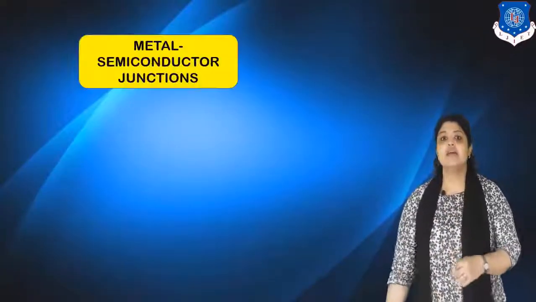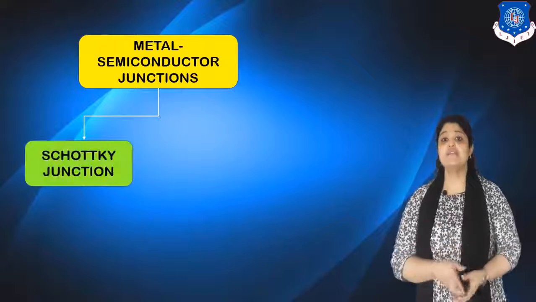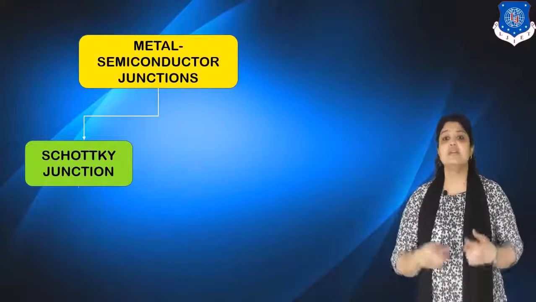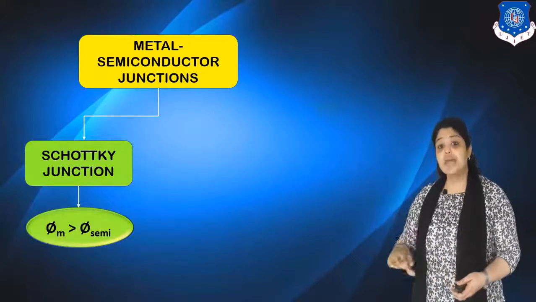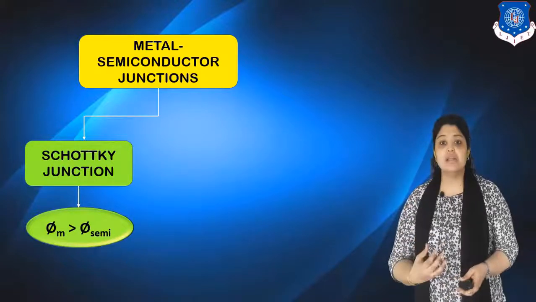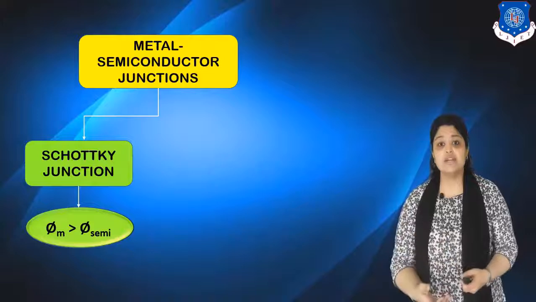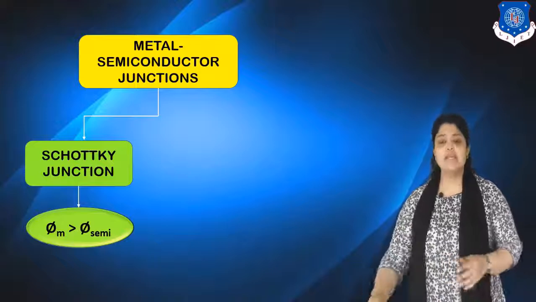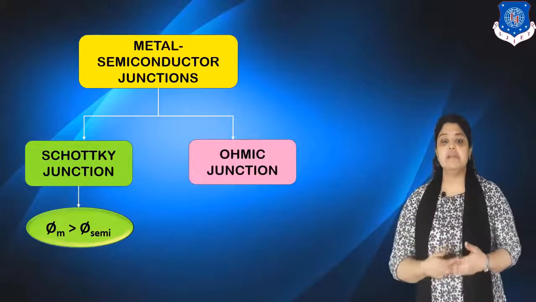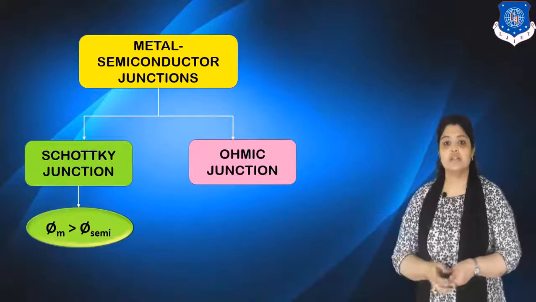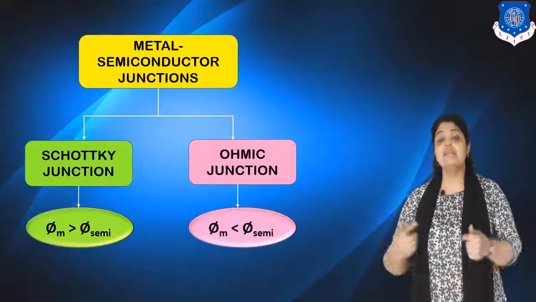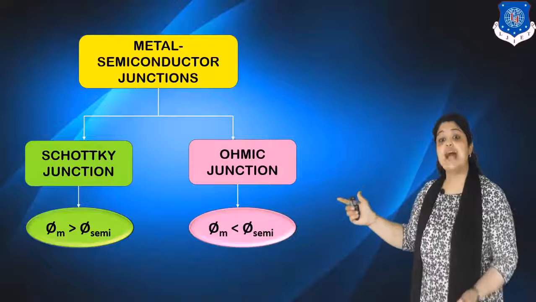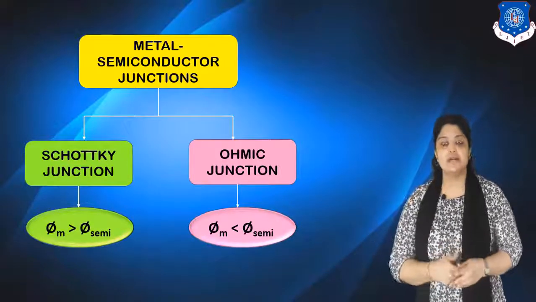Now let us classify the metal semiconductor junctions. One of them is known as a Schottky junction. A Schottky junction is the one which has phi m greater than phi semi. What does this mean? The metal used to make the Schottky junction has a higher work function as compared to the semiconductor used. We'll be seeing it in detail. Let's see the second category of metal semiconductor junctions. It is known as an ohmic junction, which has the condition phi m is less than phi semi. What does that mean? The metal used to make this type of junction has a lower work function as compared to the semiconductor used.